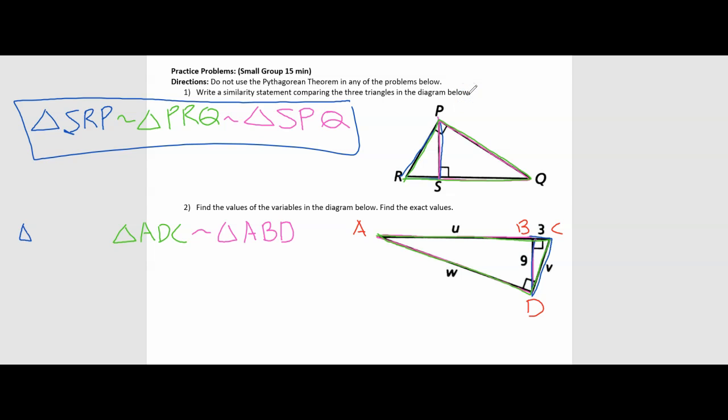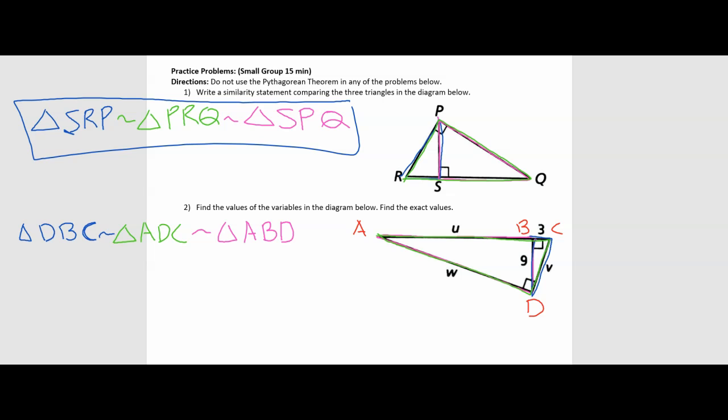For blue, the right angle is B, so that's got to go where D is to make it match for green. They both share C, so C is going to go third for both of them, and that leaves us with D to go first. So there's our triangle similarity statement. Now we can work on setting up some of these ratios.